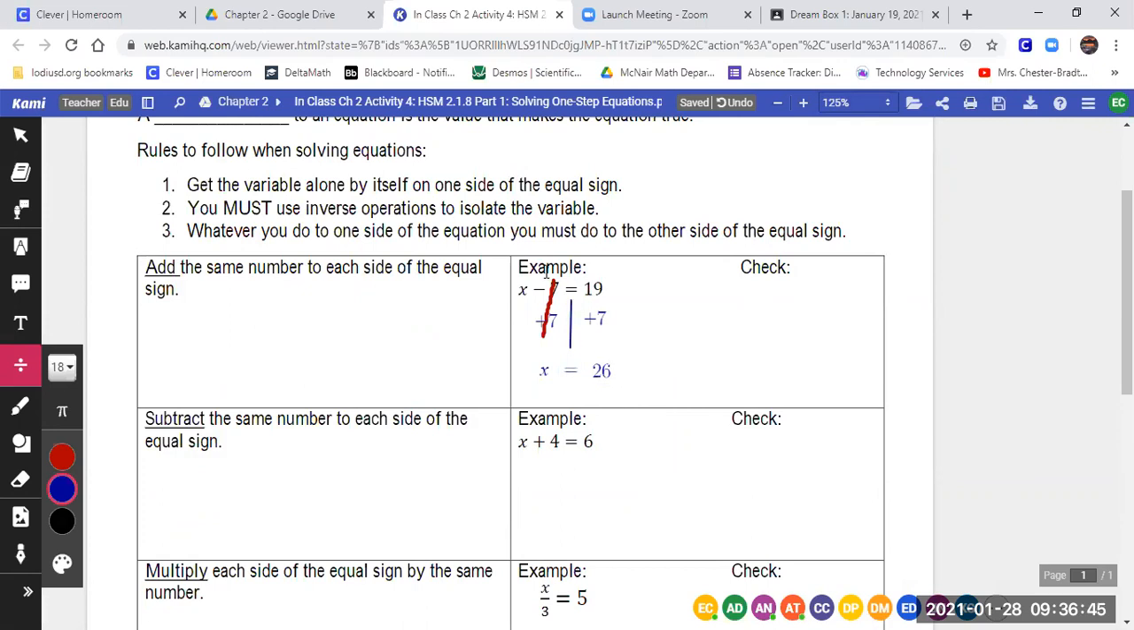Okay. So the goal is to make whatever's with the x go away. And for adding and subtracting, that's making the big 0. Okay. You want to turn it into 0. So this was a -7. If I add 7 to it, it becomes 0. But whatever I do to the left side, I have to do the right side.